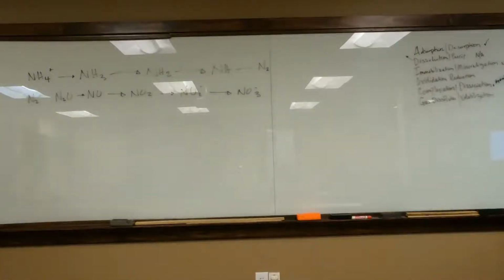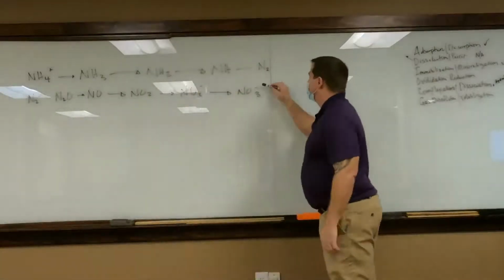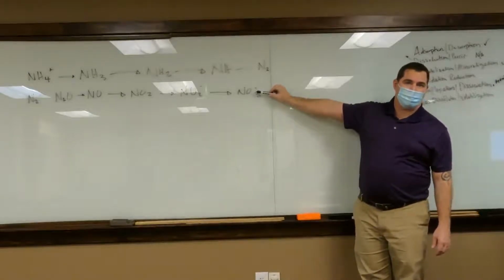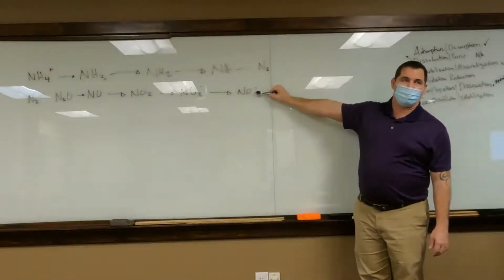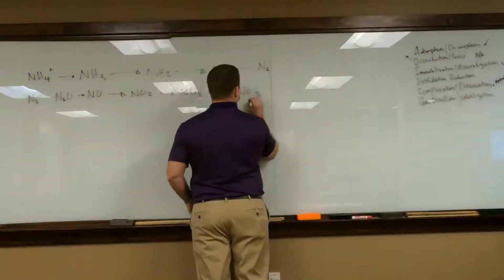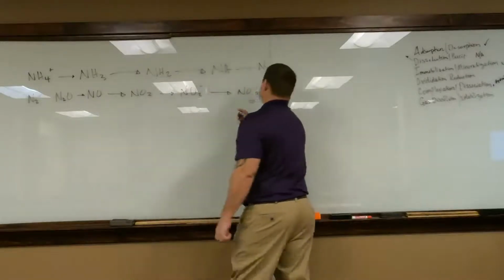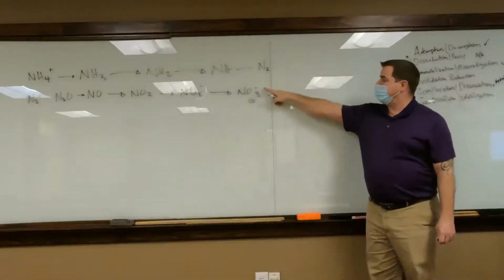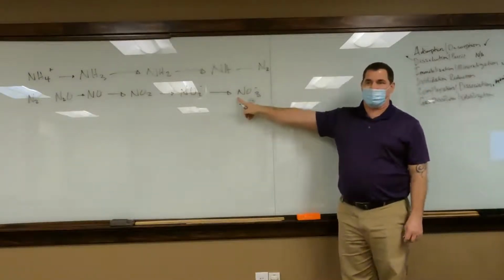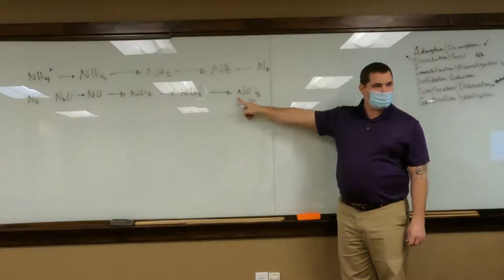From chemistry, oxidation states. The oxidation state for oxygen is -2. So if we have 3 oxygens at -2, what is the charge? -6. Right, -6. If the overall balance of the molecule is -1, what is the oxidation state of nitrogen? +5.